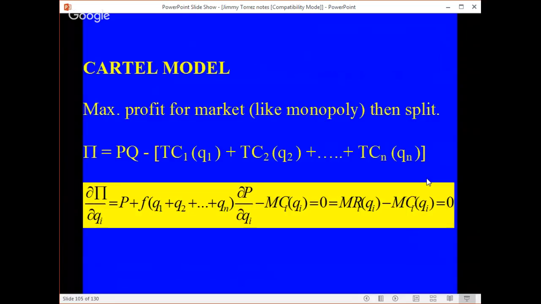Okay. We're going to start with the cartel model. Cartel just means they get together and decide to restrict quantity. In other words, they get together and act as a monopoly, right? And then they set the monopoly quantity and price, and then they just split the market between them. If they're equally sized firms, they try to split the quantity between them and therefore the profit between them.